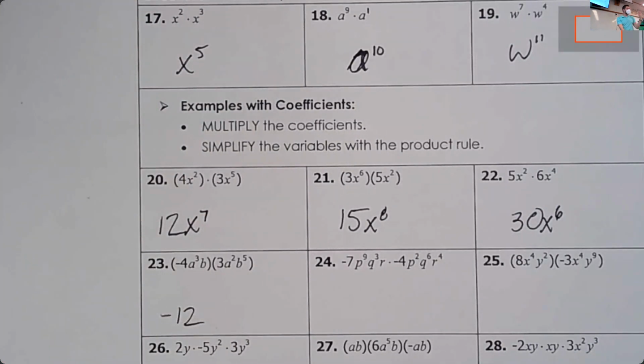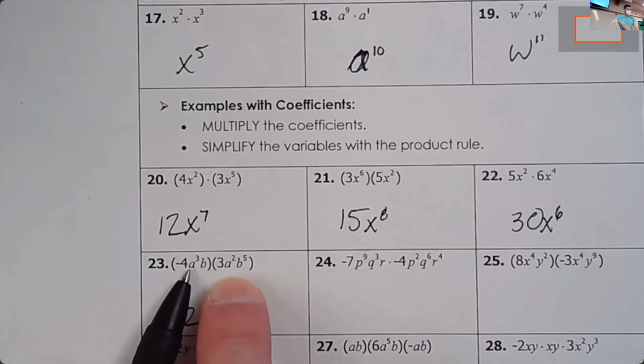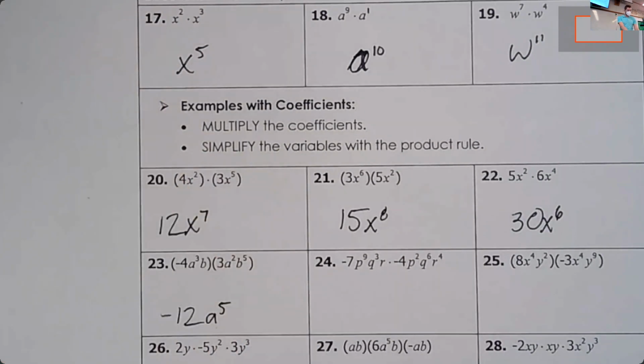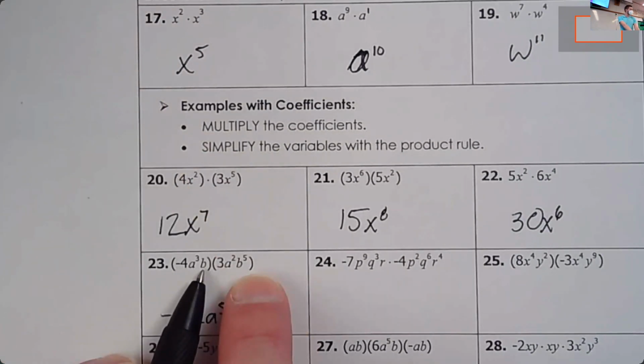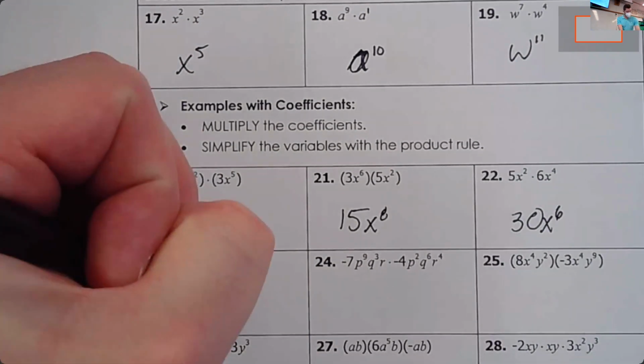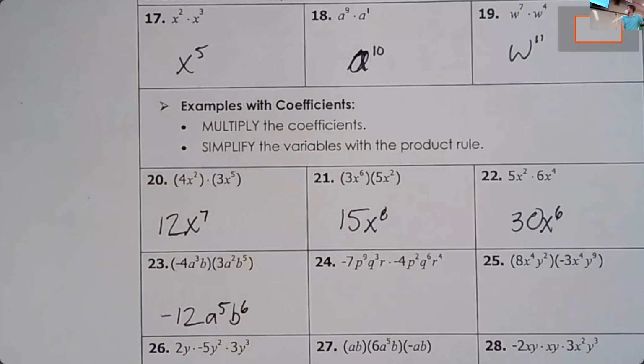And then we're going to find everything with an a and add those exponents together. A to the 3rd, a to the 2nd, add those exponents. 3 plus 2 would be a to the 5th. And then we have b and b to the 5th. B by itself would be b to the 1st. So 1 plus 5 gives us b to the 6th power. So -12, a to the 5th, b to the 6th. So multiply your coefficients, multiply your regular numbers, add the exponents of the variables that are the same.